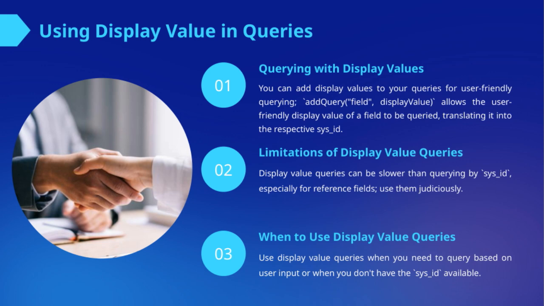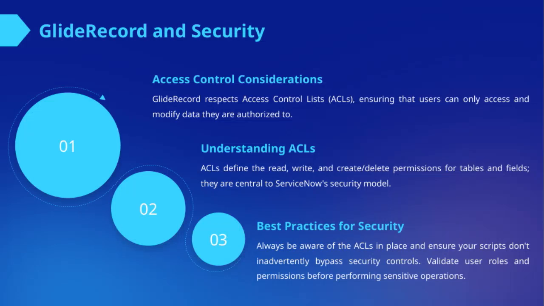One neat trick is that you can add display values directly to your queries using the addQuery method. For example, display value. This approach allows you to query based on what the user sees, and the system will handle translating that into the correct SysID behind the scenes. To sum up, use display value queries when it makes your querying more straightforward or user-centric, but always be mindful of their performance implications. Let's talk about GlideRecord and security.